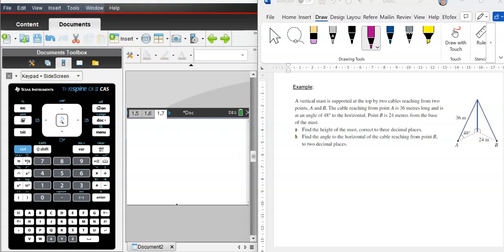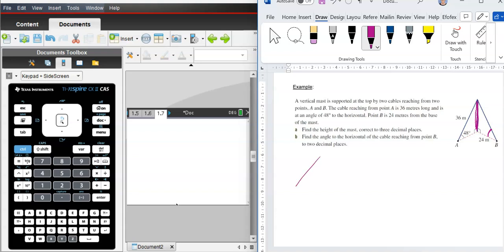So basically the question is requiring that you find the height of the mast, which is that side there, correct to 3 decimal places, and then it's asking the angle to the horizontal of the cable from point B, so this little angle in here. So the easiest way to do that is to split this question into two triangles.